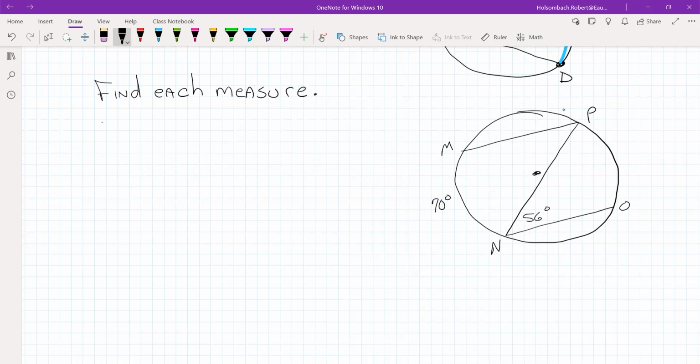First thing we need is the measure of angle P. So the measure of angle P right here, arc MN is its intercepted arc. So we can say the measure of angle P is going to be equal to 1/2 of 70. The inscribed angle is equal to half of its intercepted arc. So the measure of angle P is going to be equal to 35 degrees.